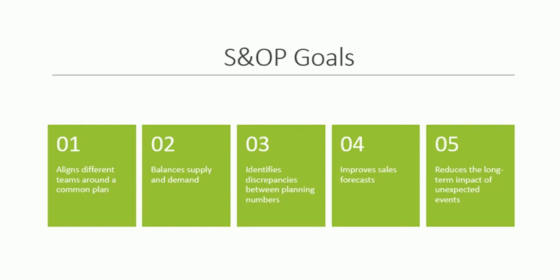Then it will also help you identify different problems and risks between the planning numbers. So if your market is telling you that you need 100 products per day or 200 products per day, but you are developing 80 products per day or 70 products per day, it will help you to align those numbers using the sales and operation processes.